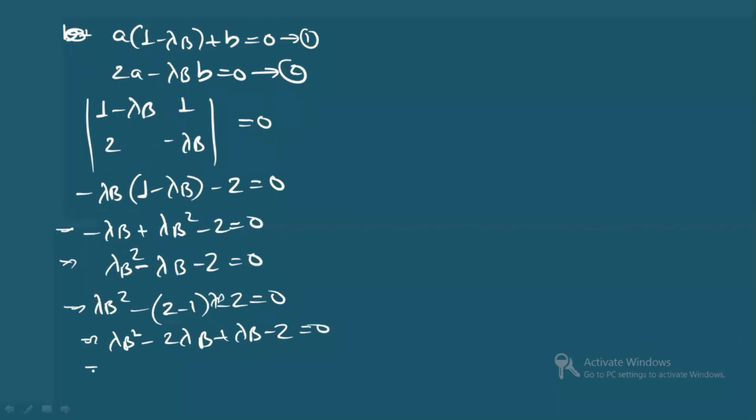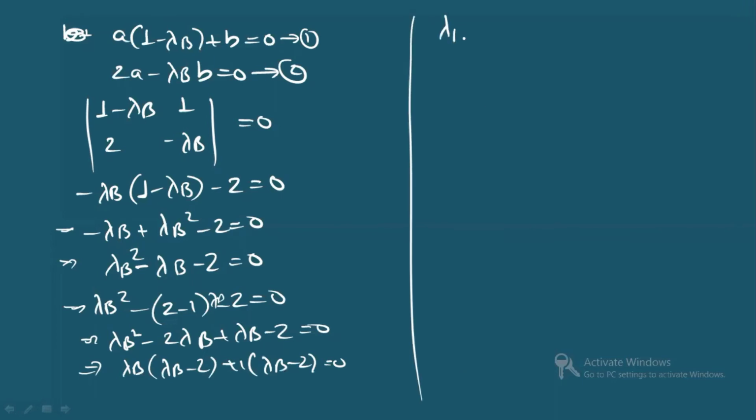So here from the first two terms, if you take λb common, you will have λb minus 2 plus 1 times (λb minus 2) equals 0. So finally what you will get? You will get (λb plus 1) into (λb minus 2) equals 0. So from here you will get the value of λb to be equals to minus 1, 2. Okay.